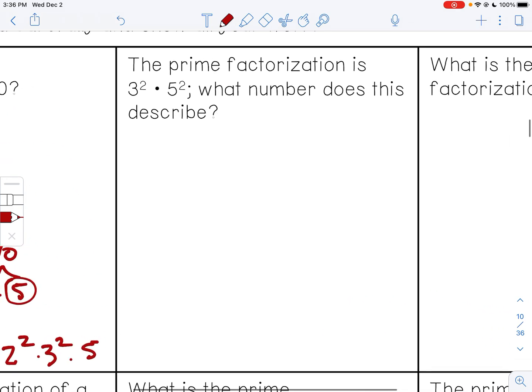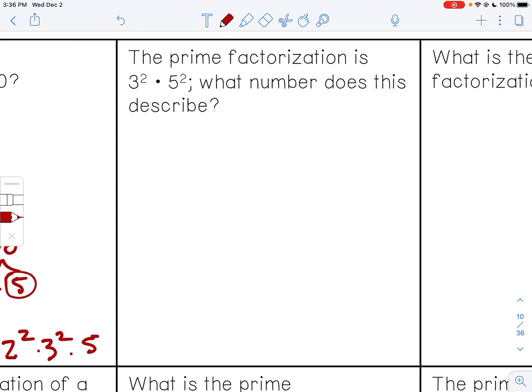Okay, we're going to move on to the middle one. So sometimes you're going to get problems like this. It says the prime factorization is 3 squared times 5 squared. What number does this describe? Sometimes you have a composite number and you have to find its prime factorization, but sometimes you're given the prime factorization and you have to find that composite number. So let's go over how we do that.